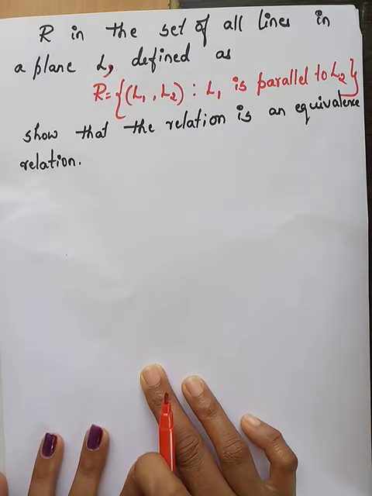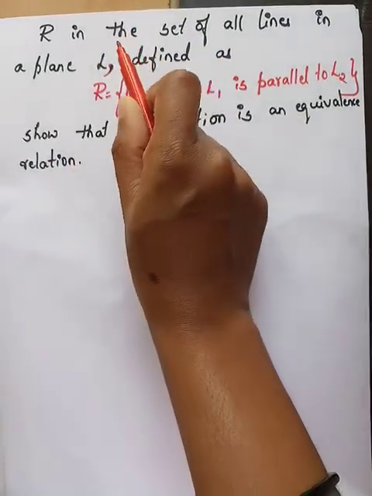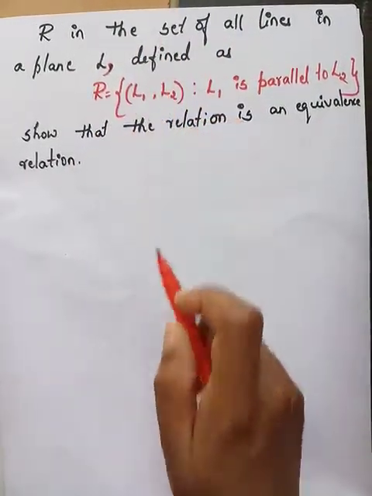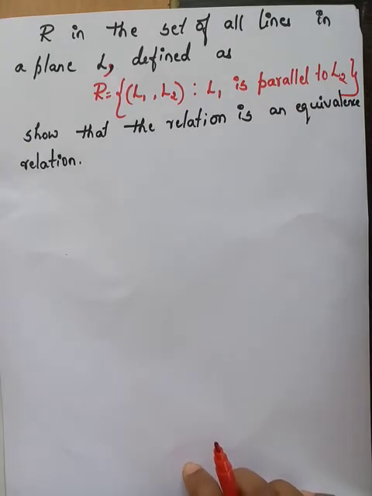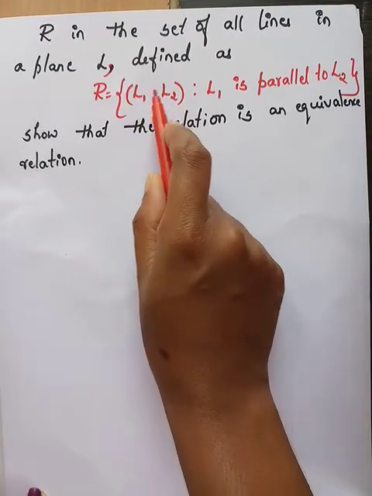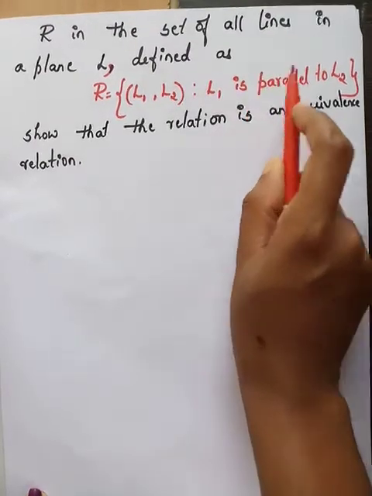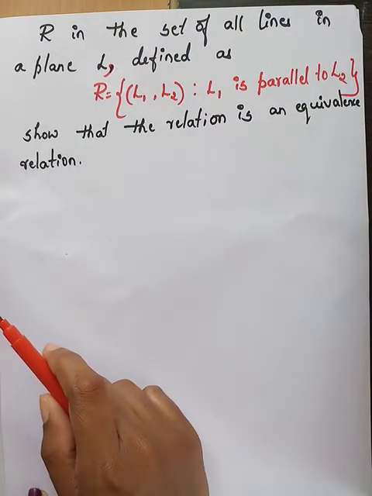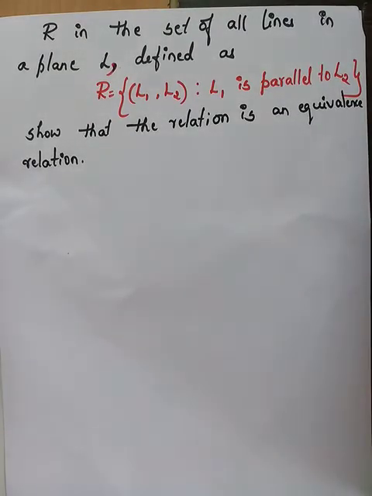Today also we'll discuss one more problem from the exercise, which has been repeated. R is a relation in the set of all lines in a plane, L. The relation is defined on a plane which contains different lines. It is taken as L1 and L2, different lines. How are L1 and L2 related? L1 should be parallel to L2. What we have to show is that the relation is an equivalence relation.